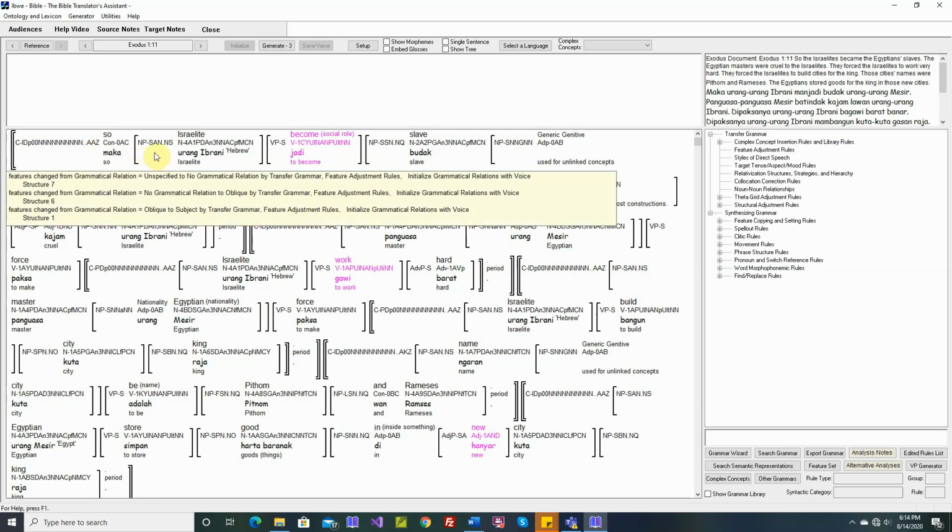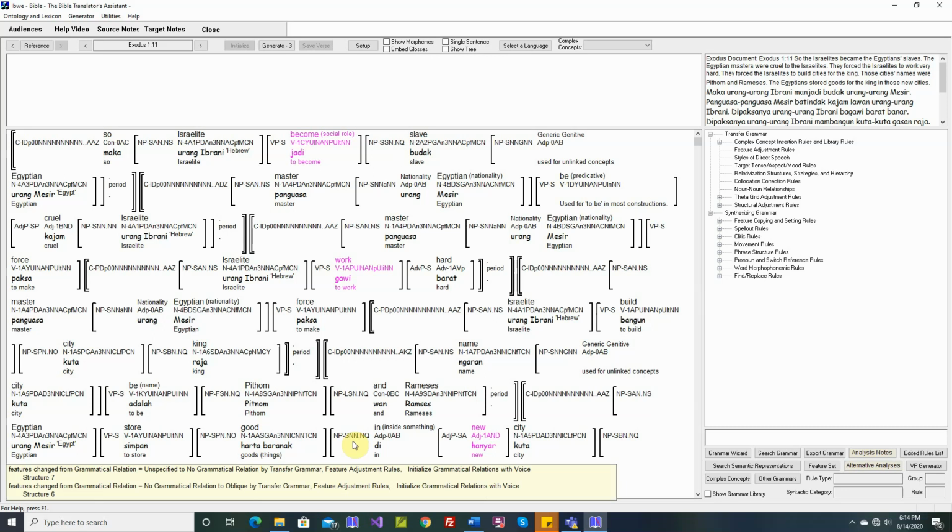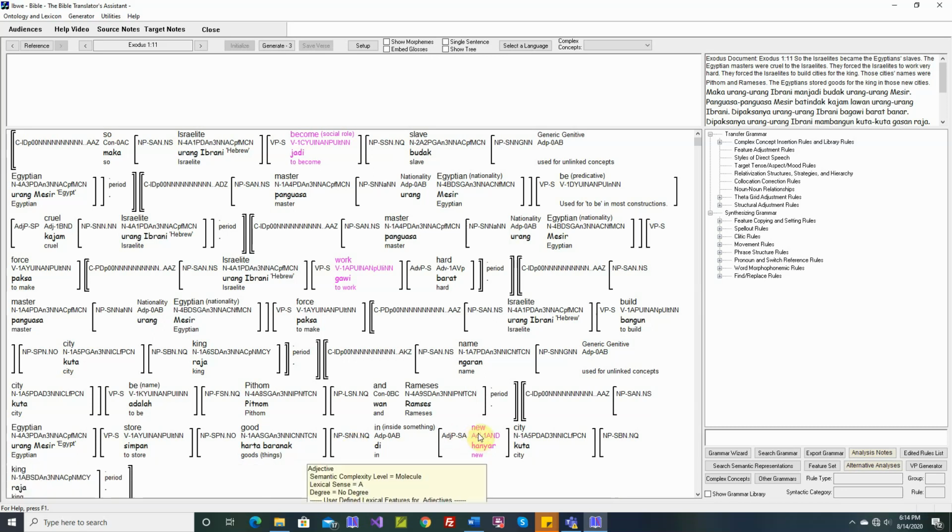There are also phrases. We have four types of phrases: noun phrases, verb phrases, adjective phrases, and adverb phrases. Here's a noun phrase, a verb phrase. The adjective phrases can be either attributive, for example here, this adjective new is modifying the noun city, so this adjective phrase is embedded in the noun phrase. Adjective phrases can also be used predicatively.